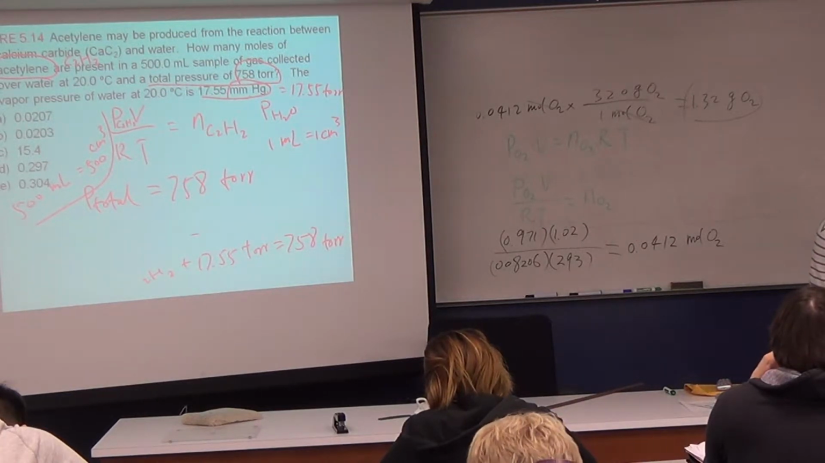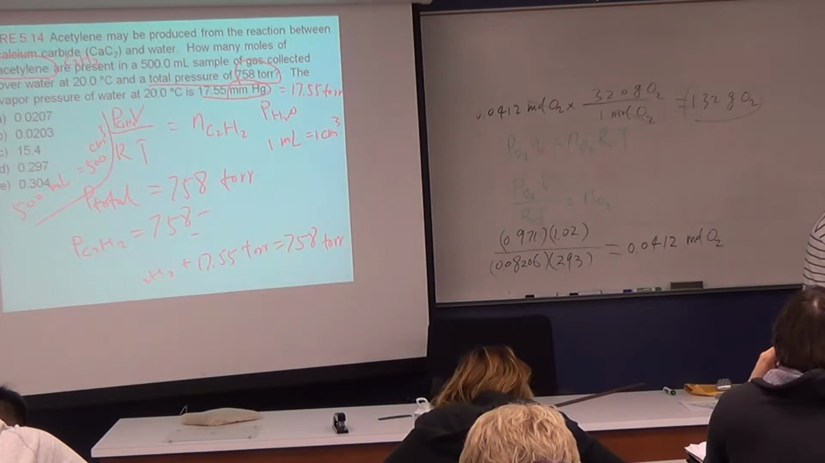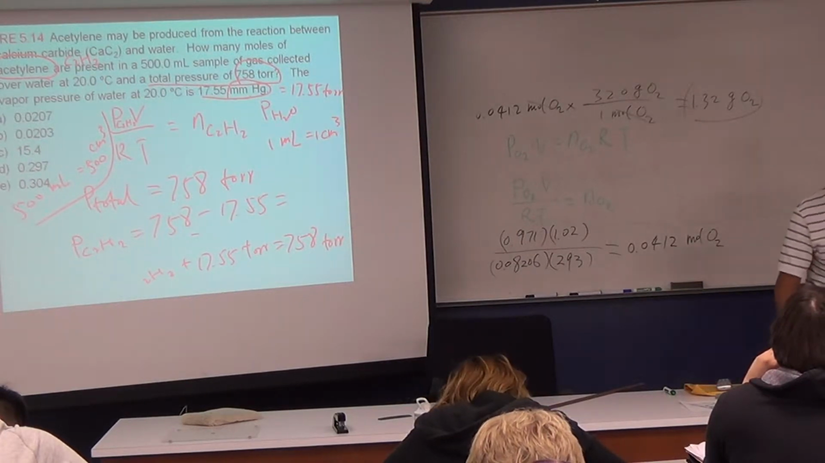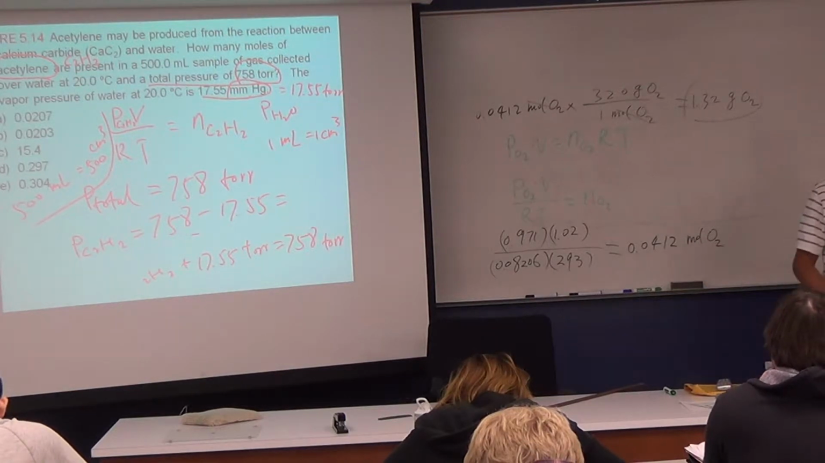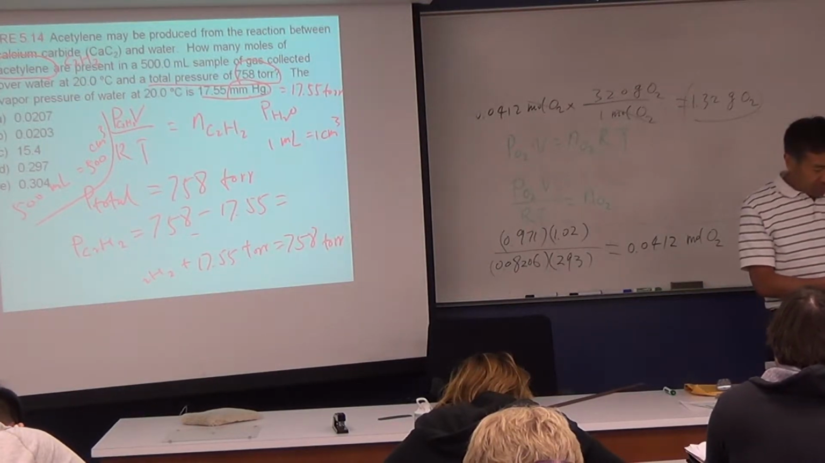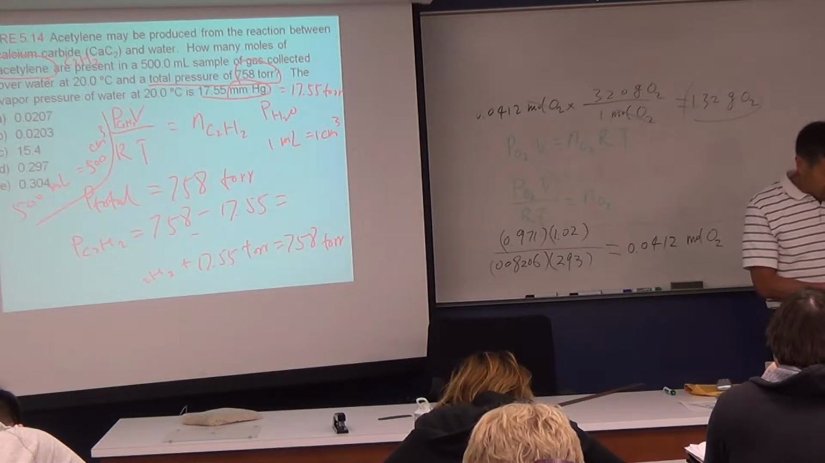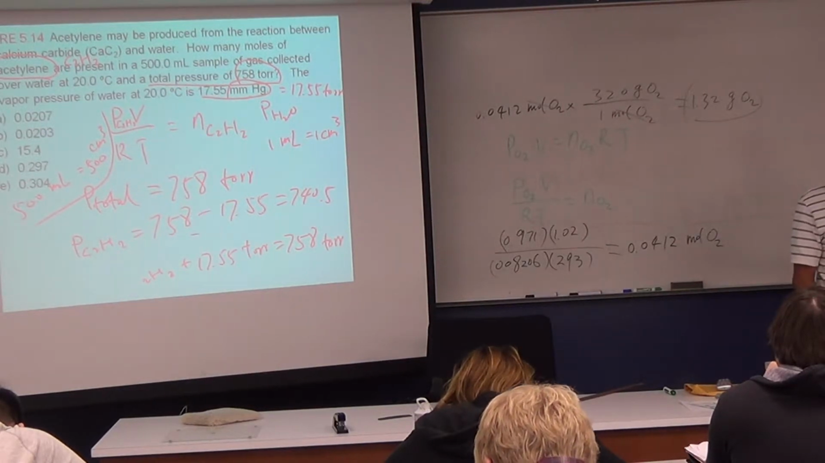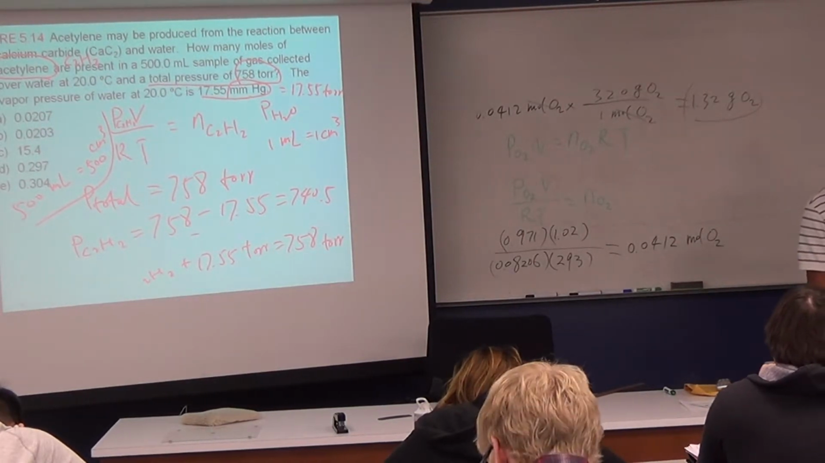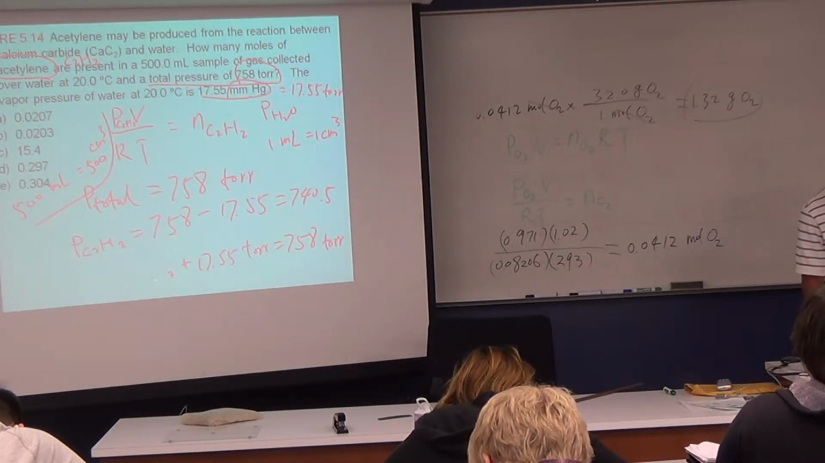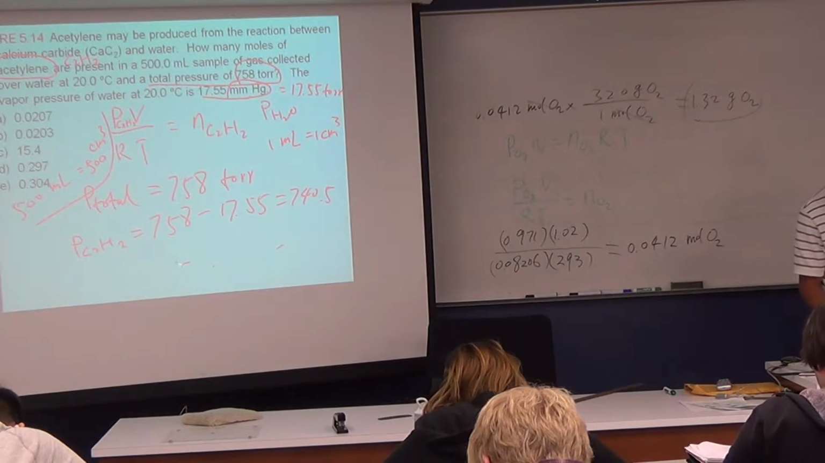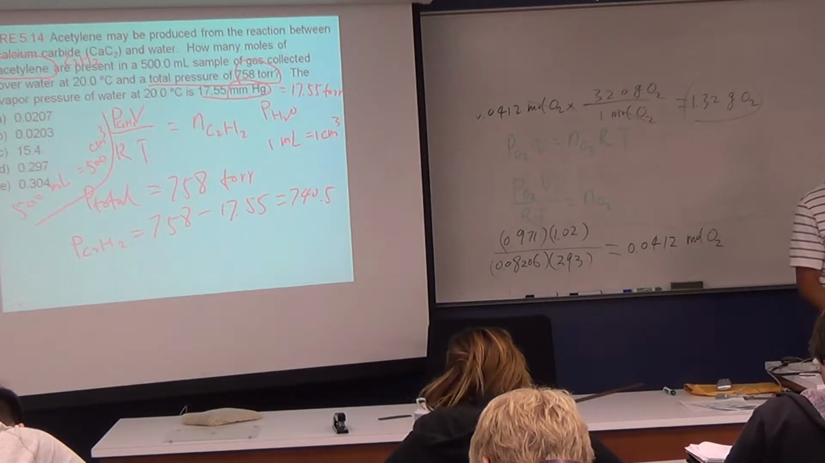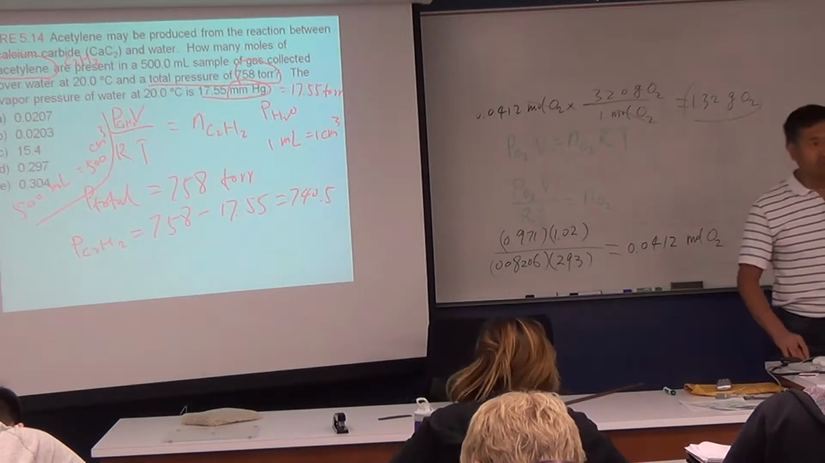We probably need to add one step. You have PC2H2 equals 758 minus 17.55, which gives 740.5 torr. Any questions? What do we do next?